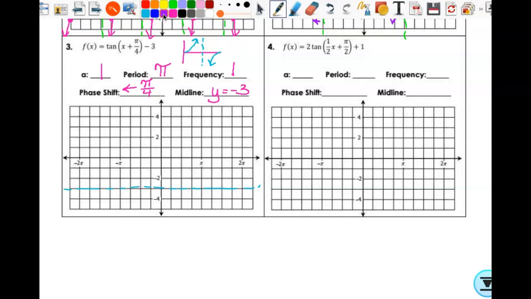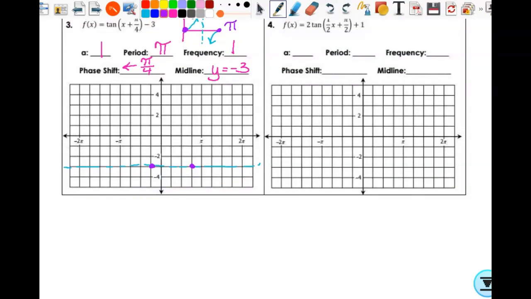We good? So I start with a midline 0, 0. But I have a phase shift, so I'm going to put my pencil there. But then I'm going to move to the left pi fourths, and that's where I go. The end of the period is at pi on the midline, so I put my pencil there, but then I move to the left pi fourths, and I got that. So I have the beginning, I have the end, go halfway between the two to get my asymptote, which is right here.